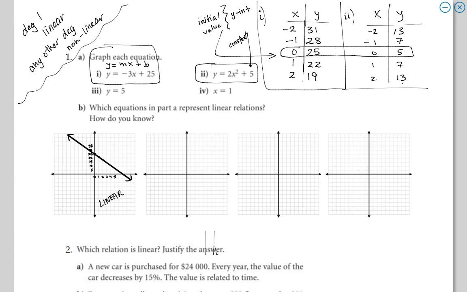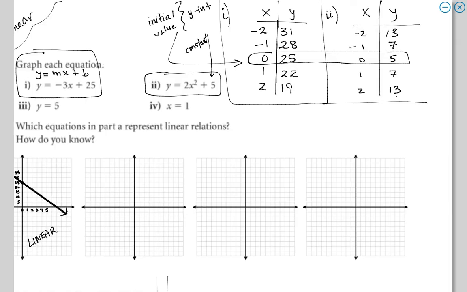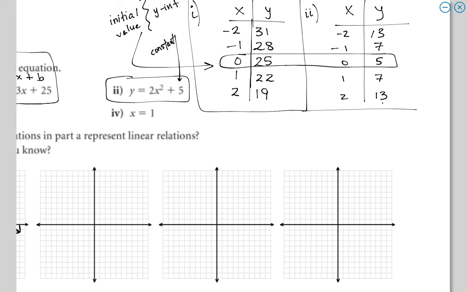Let's graph that one. What do these boxes go up to? 10? Okay, let's just treat every box like it's 1. That makes it easy. So when you're 0, you're 5. When you're 1, you're 7. And when you're -1, you're 7. And when you're 2, you're 13. So we've got to go 1, 2, 3, 3 extra boxes. And then we can connect that.